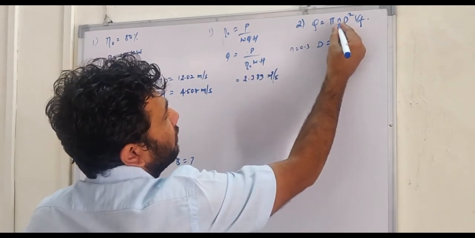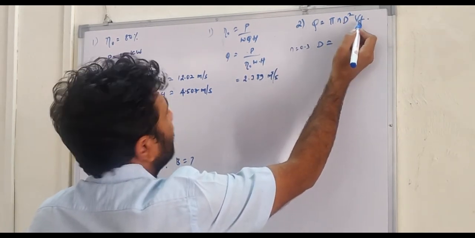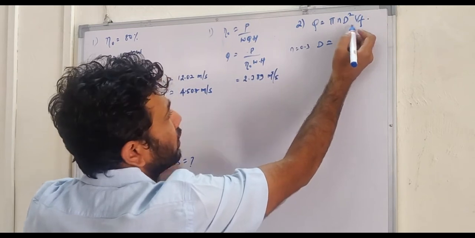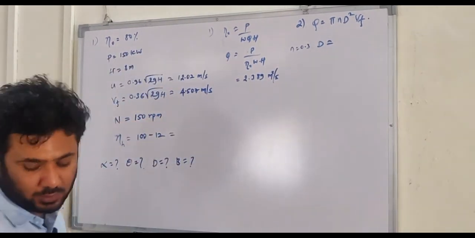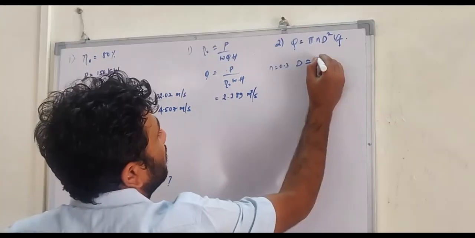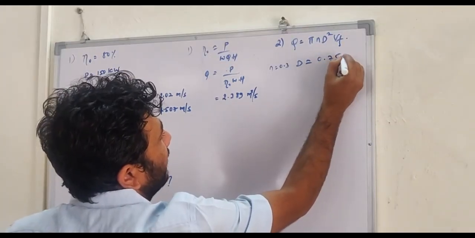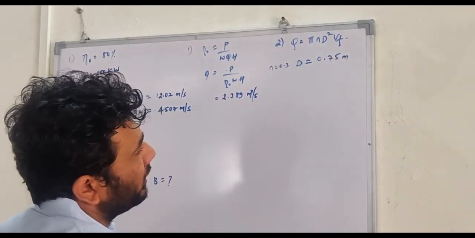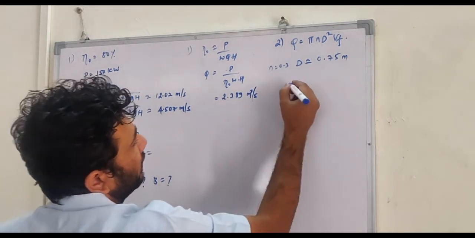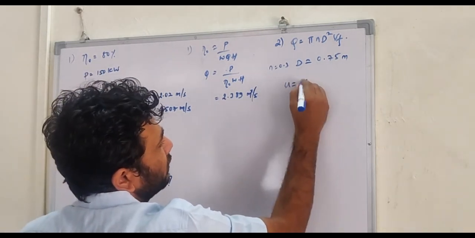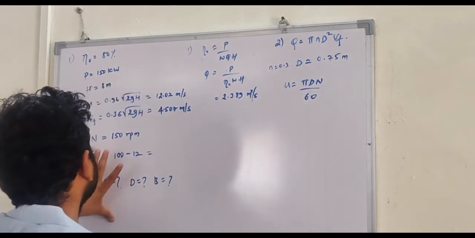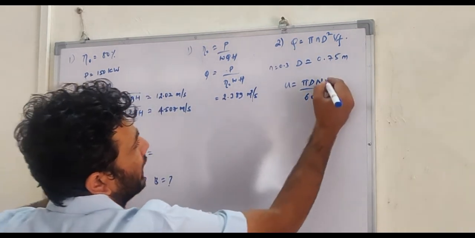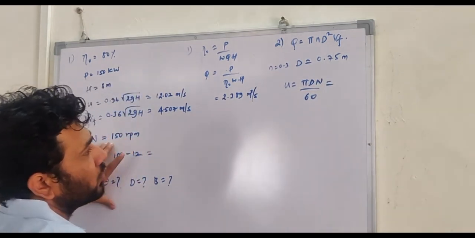So substitute the value of n as 0.3 and we know how much is Vf. Vf is equals to 12.02. Discharge is 2.389. Tell me how much will be the diameter. Okay. So 0.75 I will consider it as. Okay. So diameter is 0.75. We know that u, how do we calculate u? u is equals to pi D N divided by 60. So how much is the value of N? N is 150 rpm. So calculate and tell me how much will be u.